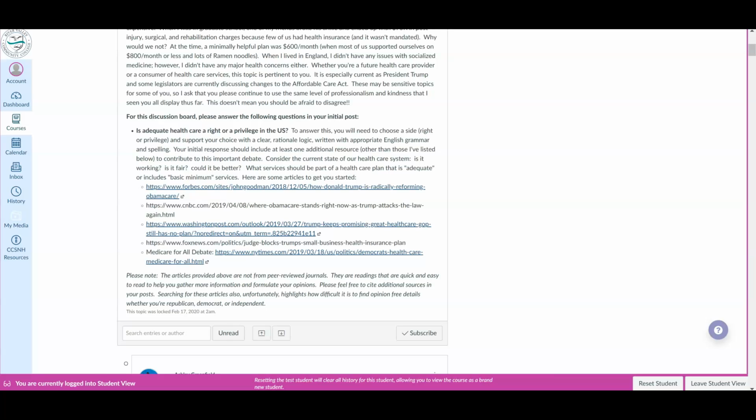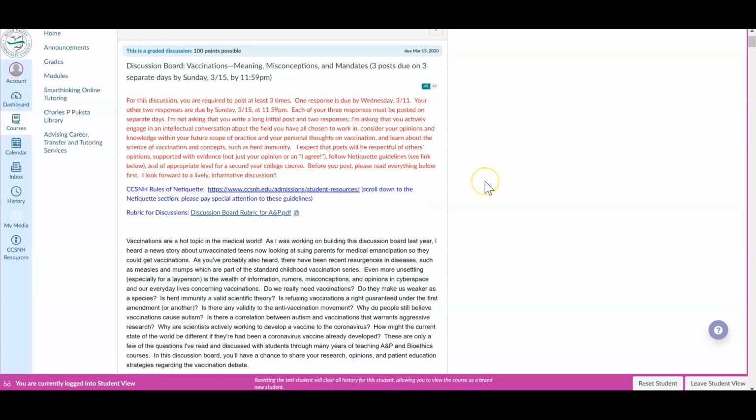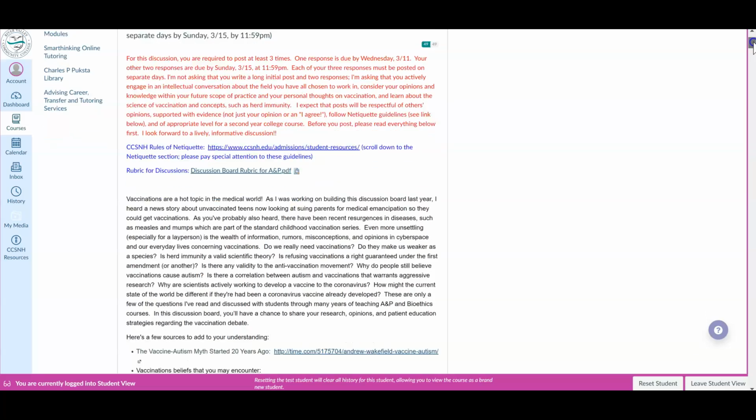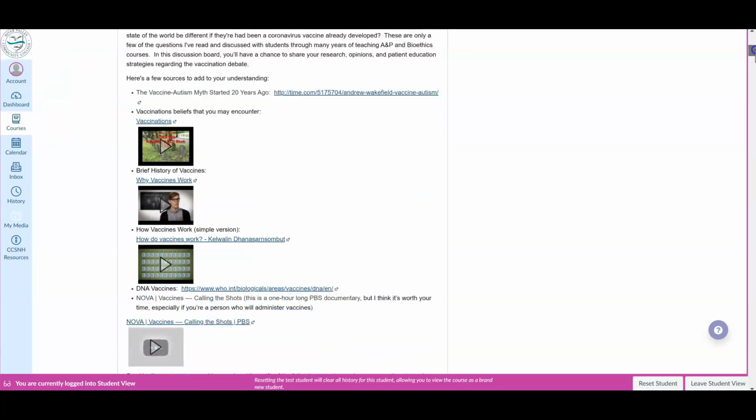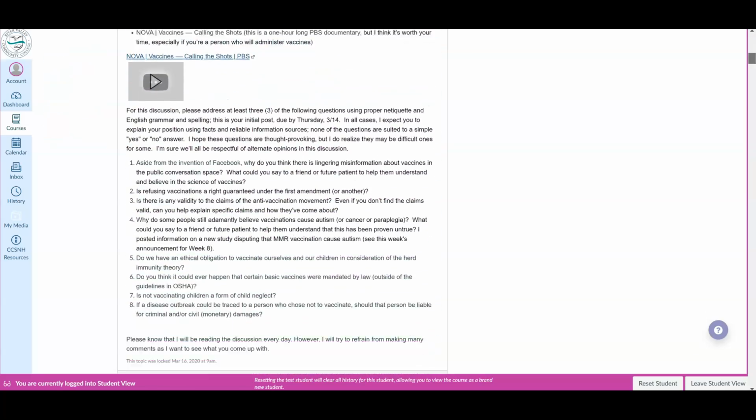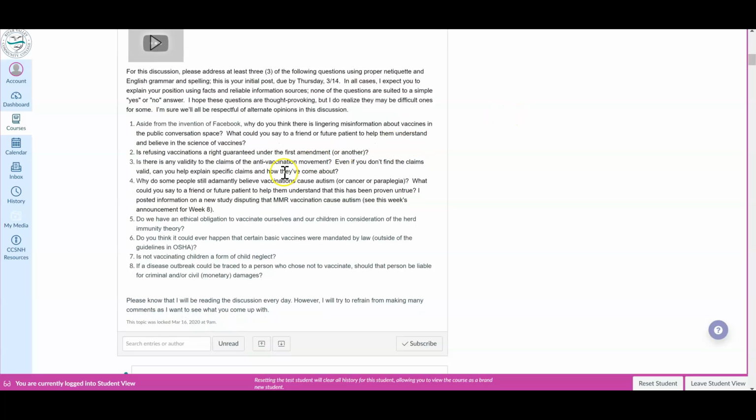There were some definite Republicans in the course. There were some libertarians. There were some Democrats. As you can imagine, this one on vaccinations was hotly debated. And I gave them lots of things to look at. And then in the discussions, I gave them several topics and said, you pick 3 that are really interesting to you or that you want to talk to other people about.